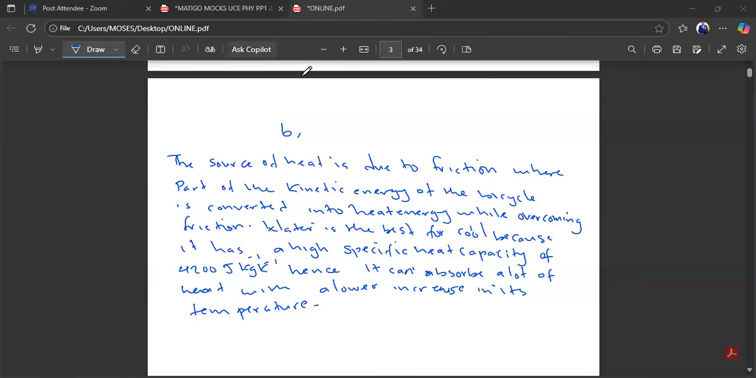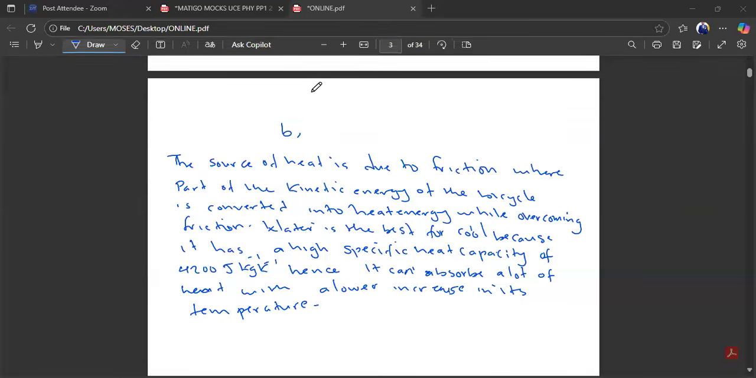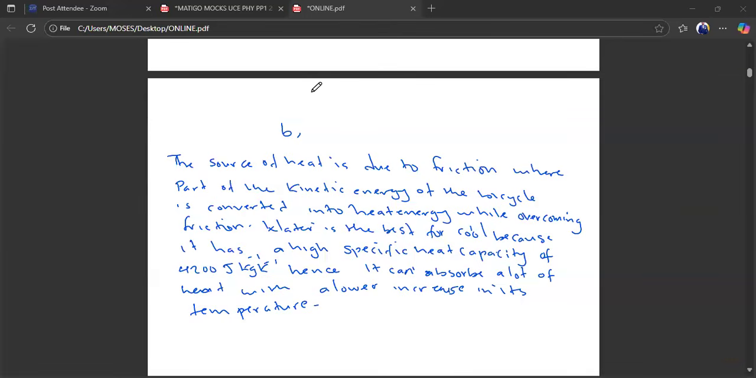We can give other reasons, like water is readily available. So that is another reason you can give. But this is the physics reason behind its application.